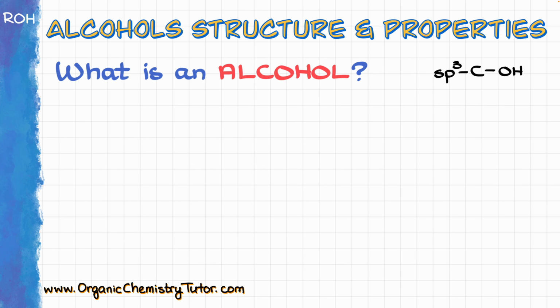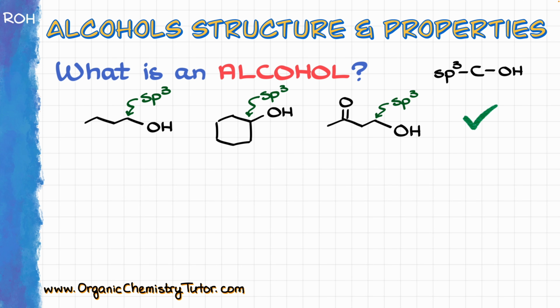We define an alcohol as an OH that is connected to an sp3 hybridized carbon, while there are no other heteroatoms or functional groups connected to that carbon. So, for instance, these three molecules are all alcohols. I have butanol, which is my first molecule, where I do have an OH connected to an sp3 hybridized atom.